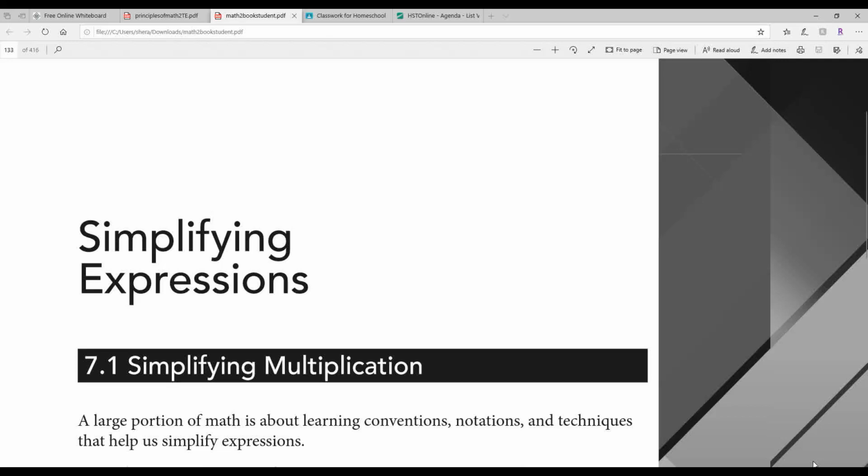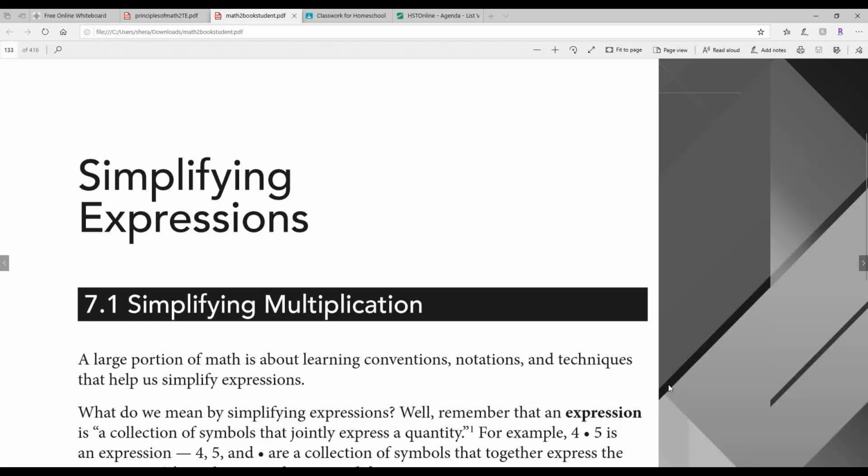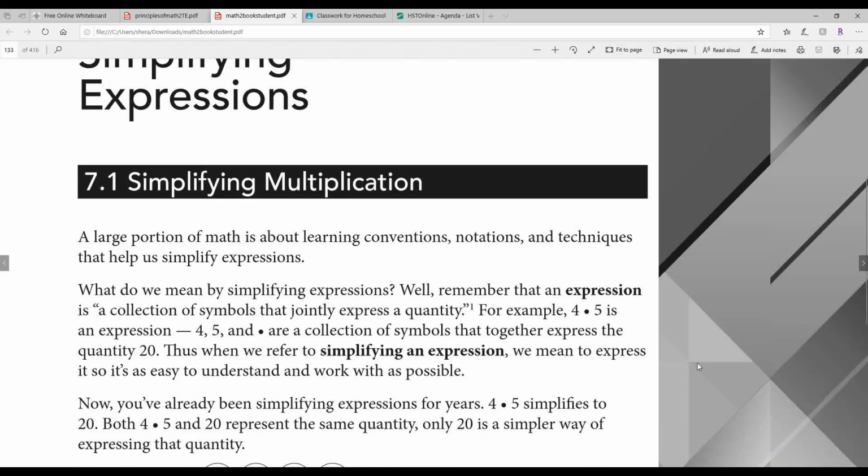And good morning. We're going to go ahead and start section 7.1 in Principles of Math Part 2. So go ahead and look in your book. We're going to be on page 133. All right, so this section is called Simplifying Multiplication.